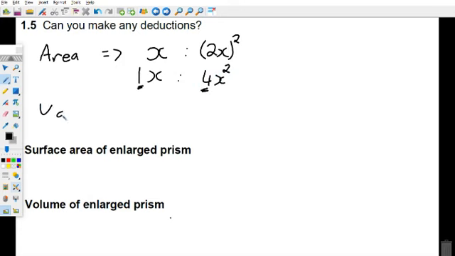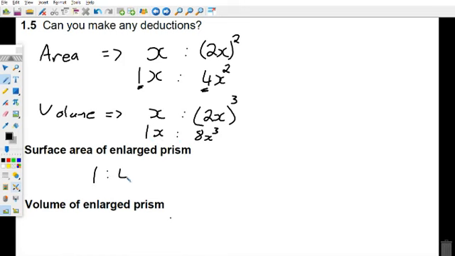If we have volume, we take x to 2x. We want to double the dimensions, but what do we know? Volume is always cubed. So it's going to go from x cubed to 8x cubed. So 1 to 8. So the surface area of the enlarged prism is 1 to 4, and the volume of the enlarged prism is 1 to 8.